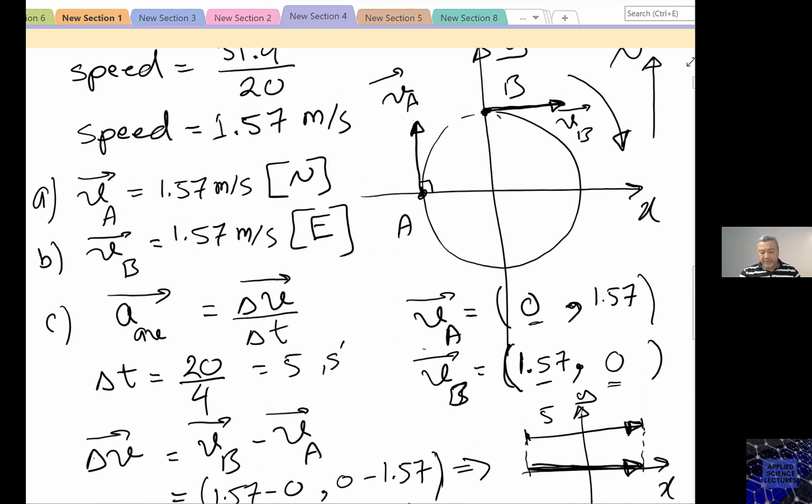Now we need to find the direction for the average acceleration. How do we find the direction for the average acceleration? Remember, the average acceleration is the change in the velocity, so it has the same direction as the change in the velocity.